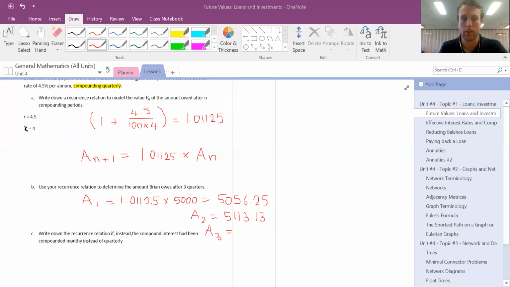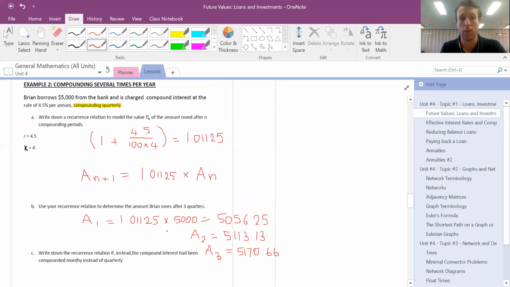multiply that again by the 1.01125 to give us 5,170.66, because we're going to round that. So 5,170.66. So just like that, after 3 quarters of the year, he's already going to owe another $170.66 on top of the 5,000 that he already borrowed, assuming that this place is going to compound it quarterly.